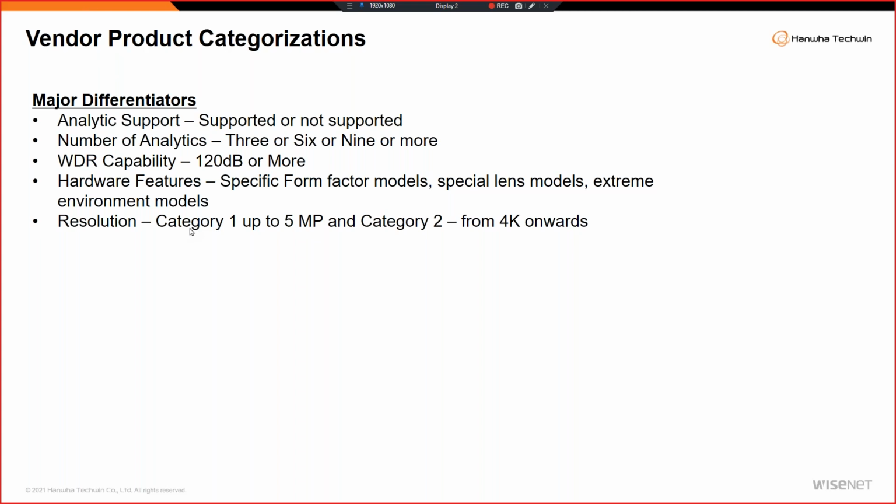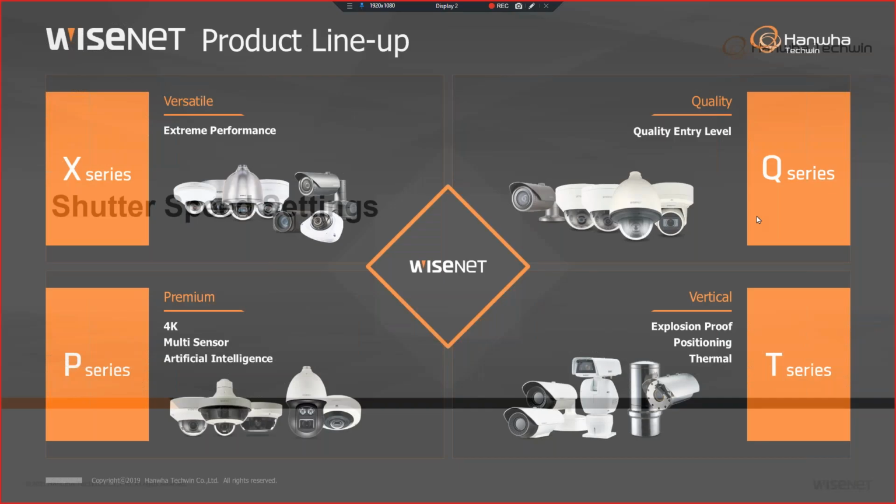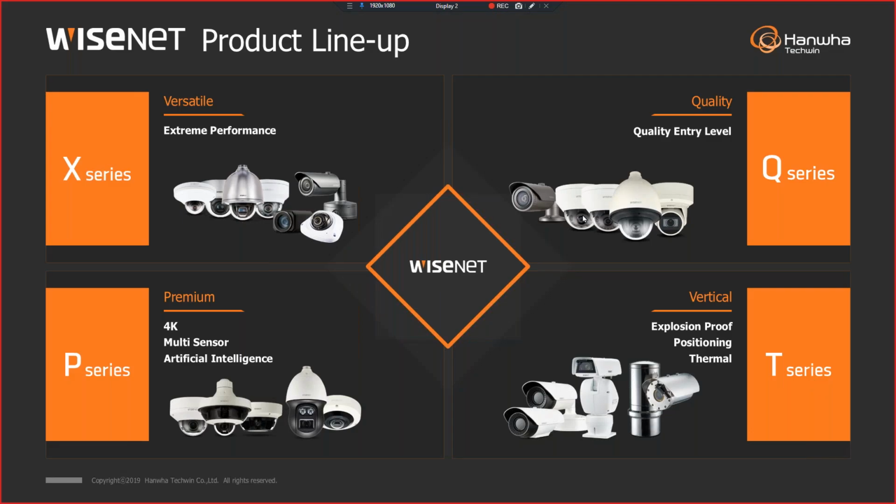Also, for example, we have four series. We'll take our example. I have here Q series, X series, P series, T series. Q series also we have 4K camera, X series also 4K camera we have, P also we have 4K, and so on. But the difference is Q series will have around 6 analytics. In the future, it will have 8 analytics. X series will have 15 analytics. P series will have more than 15 analytics. So analytics is one of the differences.